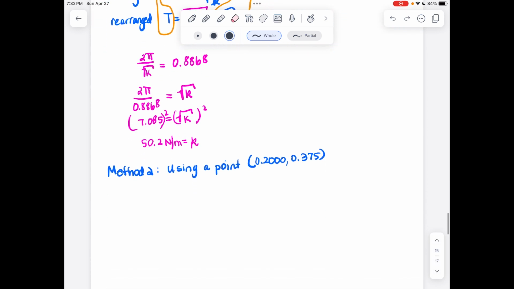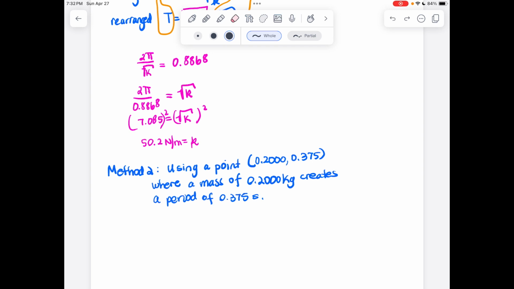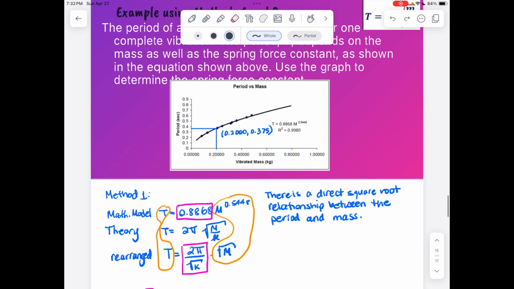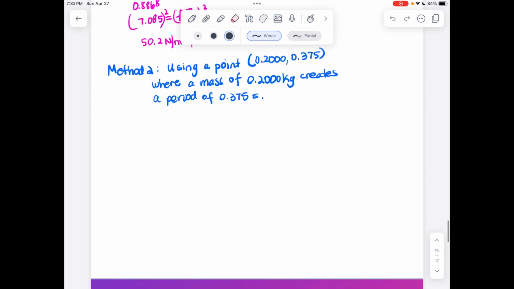All right, so what's next? I have this point, right? And I'm going to explain what this means. It means that there's a mass of 0.2 that creates a period of 0.375. Again, you would have different numbers. You could use any point you want on that line. You could use 0.8 and, I don't know, what is that, 0.75? Whatever values you want.